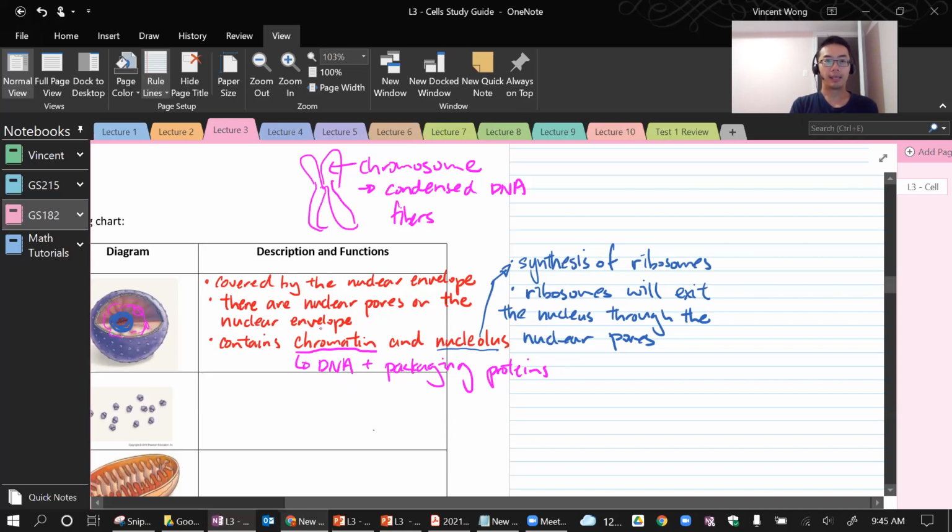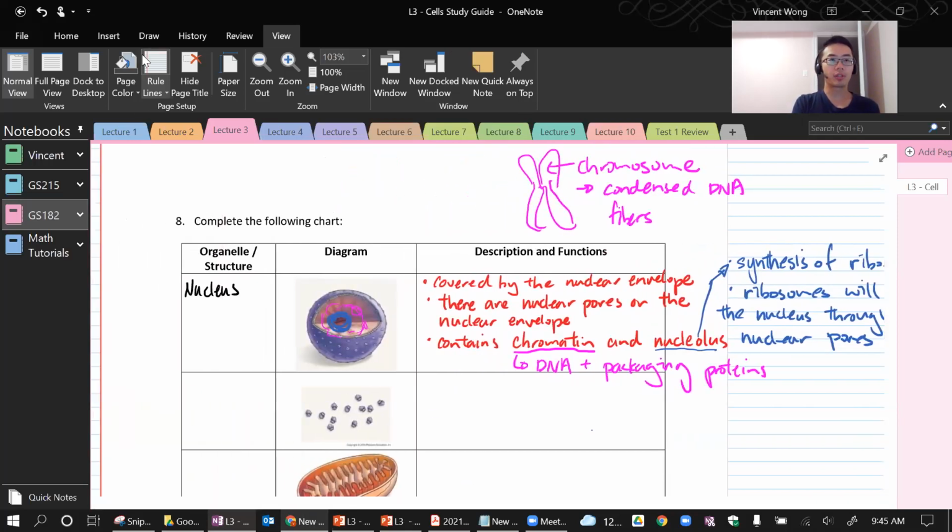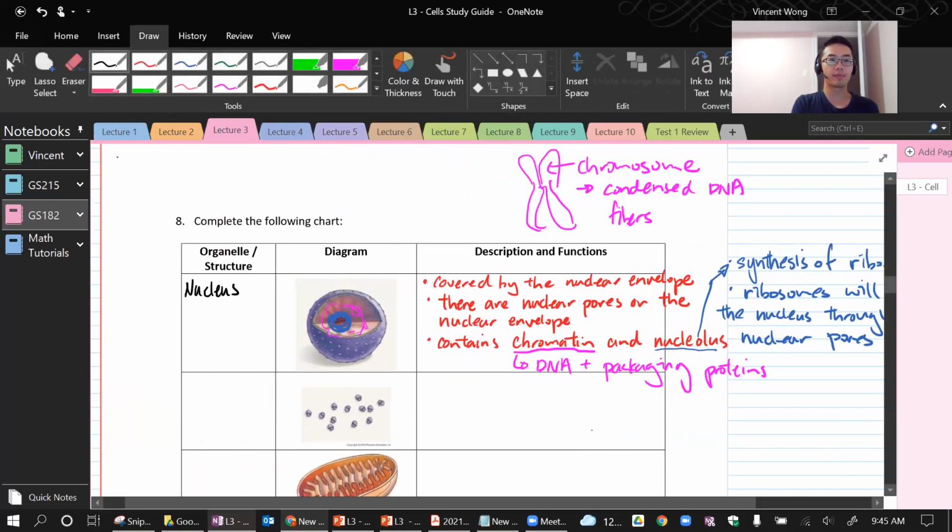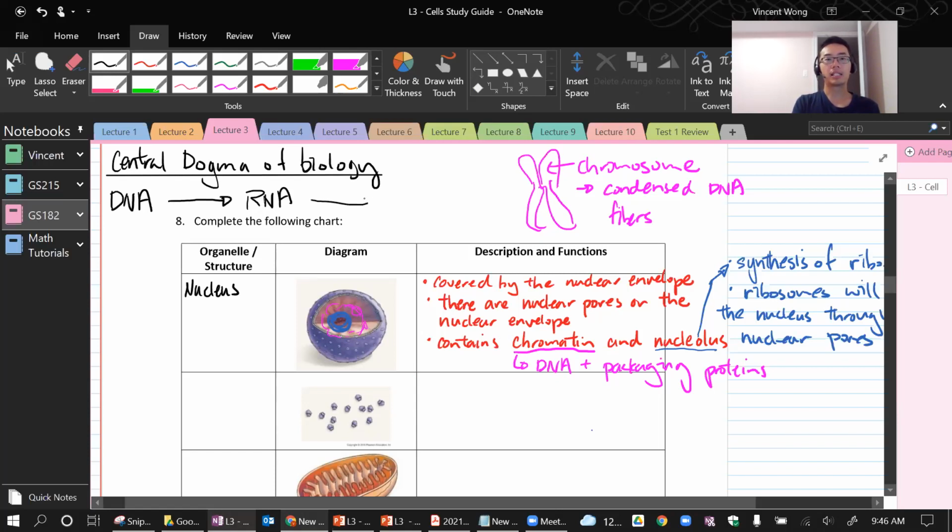Okay, and then I don't remember if I'll talk about this in the lecture, but there's something called the central dogma of biology. Okay, a dogma is like a theme. So what's the central theme in biology? Well, you start with DNA, which contains the instruction to make the proteins. And then through a process called transcription, you're going to make a copy of some of the DNA. And that copy is going to be in the form of RNA. And then you're going to use that RNA to make proteins.